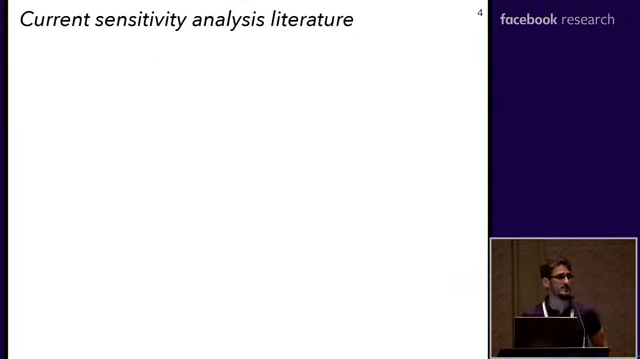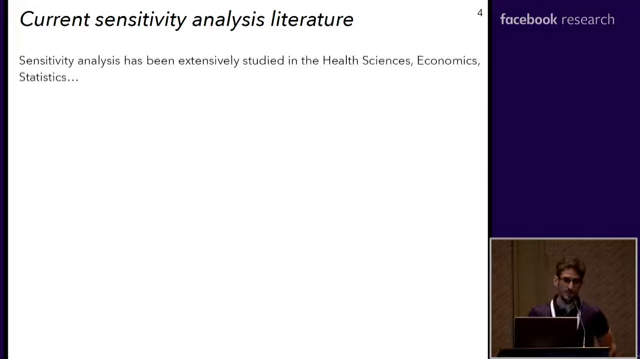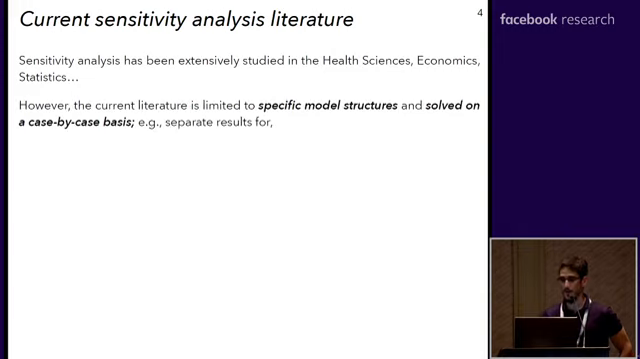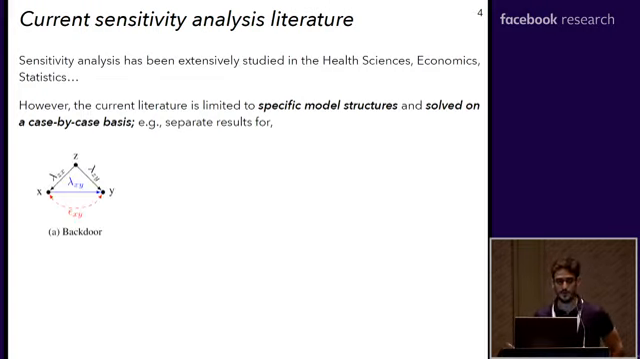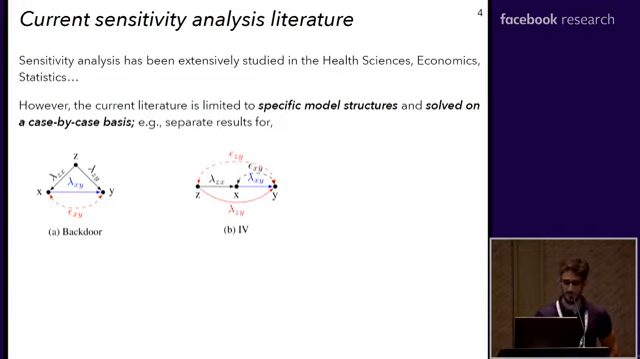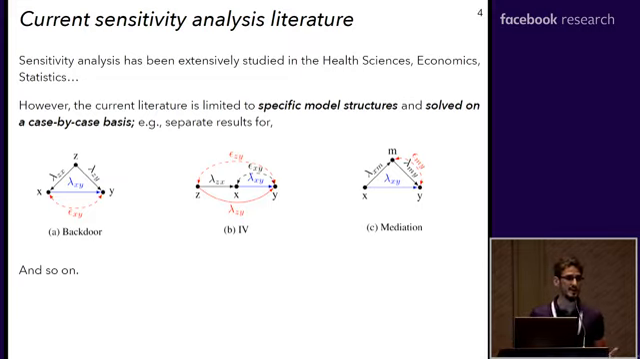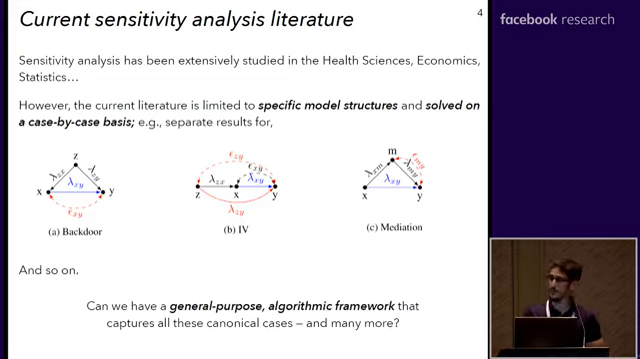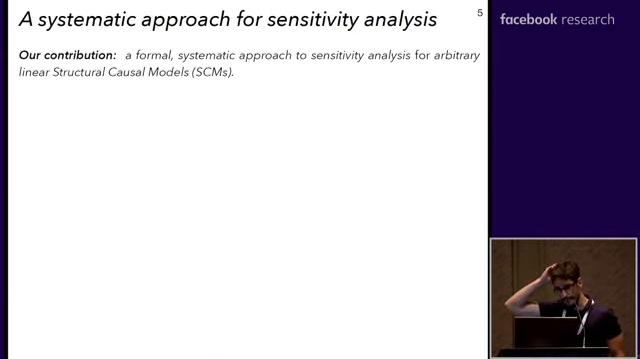And how is the current state of the sensitivity analysis literature? Sensitivity analysis has been extensively studied in the health sciences, economics, and statistics. However, the current literature is limited to specific model structures and solved on a case-by-case basis. For instance, we have separate results for backdoor identification, for instrumental variable identification, for mediation analysis, and so on. So can we move from this case-by-case approach and have a general-purpose algorithmic framework that captures all these canonical cases and many more? This is the contribution of our paper.